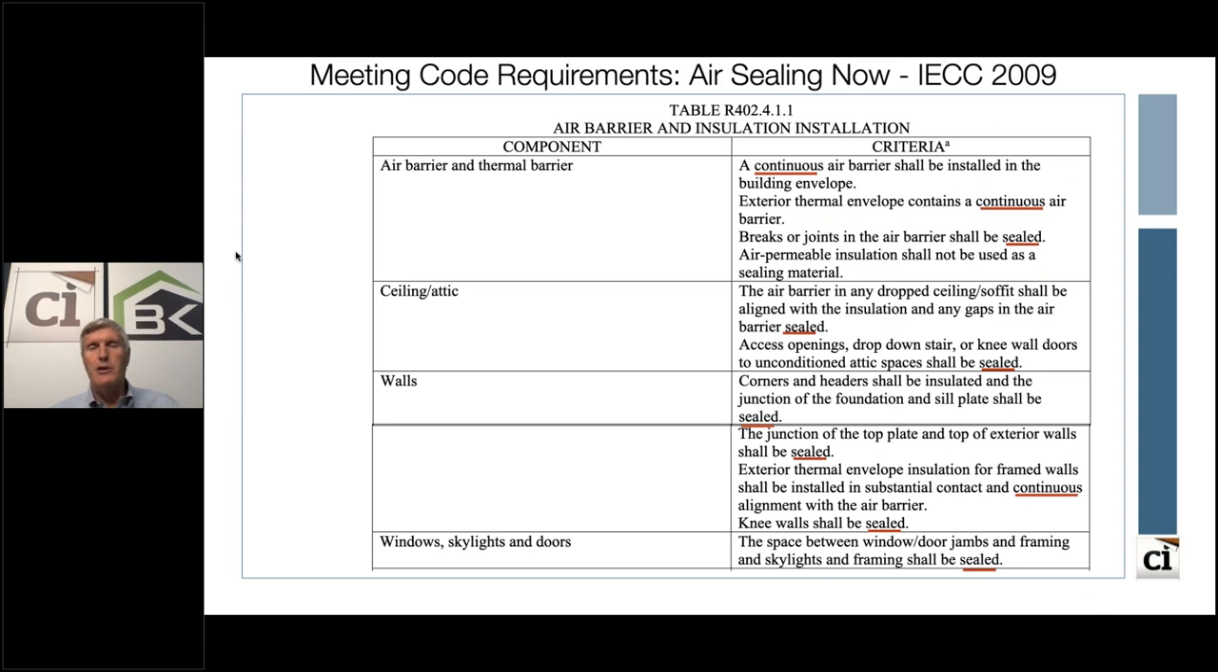Now I want to remind you of this. Since 2009 in the International Energy Conservation Code in the United States, and since 1990 in the National Building Code of Canada, these same phrases show up. These words: continuous, sealed, sealed, continuous. When I say homeowners expect zero holes, this is why they expect zero holes. The building code expects or seems to expect zero holes.